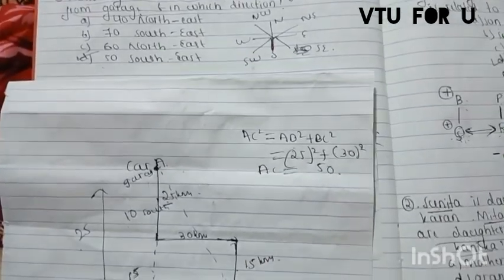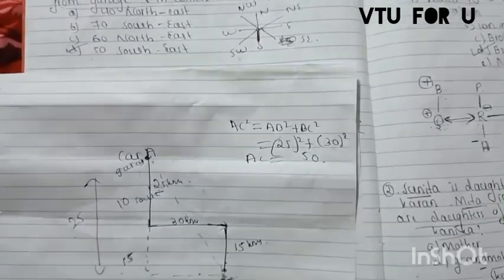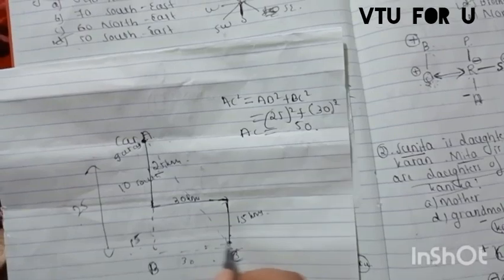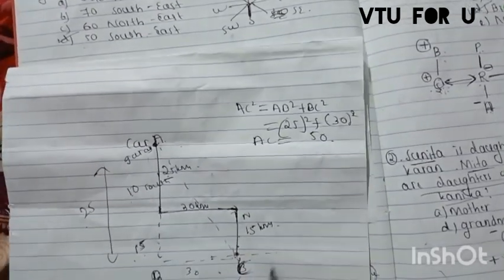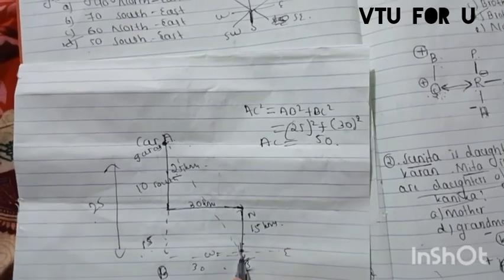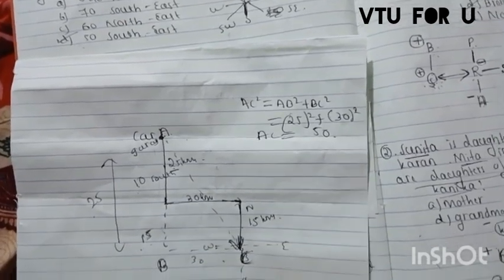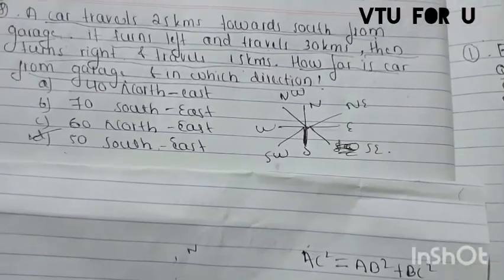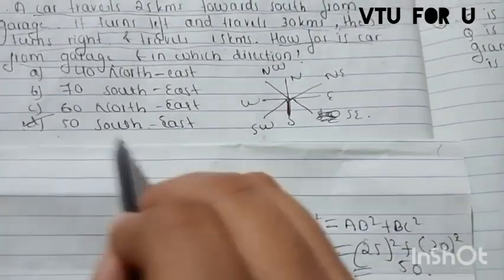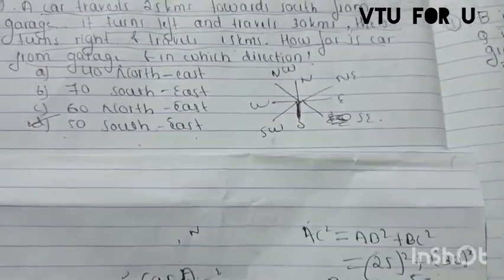Okay, how to find the direction now? Finding the direction at this position is also important. Just stretch out the directions there. This is north, this is south, this is east, and this is west. Now this is which direction? Definitely south east. You have got the answer 50. So this is the 50, and south east is the answer, option number D.